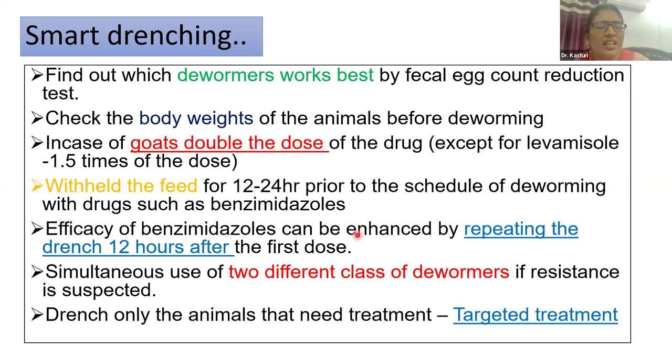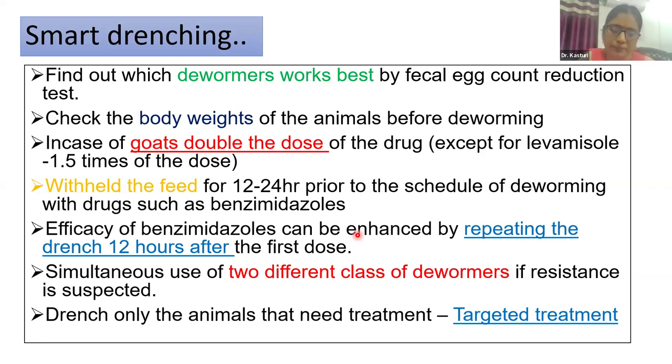And also next thing is drench only the animals that require treatment. So that's what we have discussed in case of FAMACHA testing or the five-point check. Based on the symptoms, we have to check whether the animals require treatment or not. So that is targeted treatment. So these are a few points which have to be kept in mind for the judicious usage of the deworming drugs in animals.